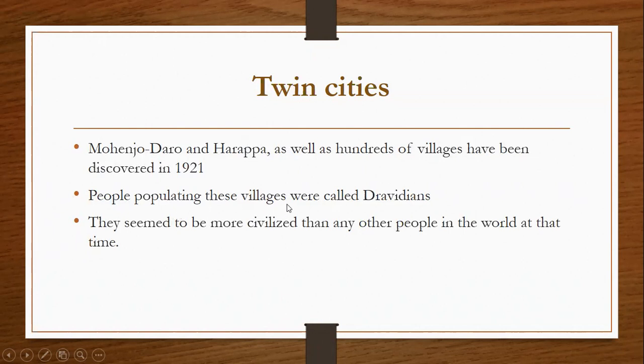People populating these villages were called Dravidians. They seemed to be more civilized than any other people in the world at that time. At the time, there was not only one civilization of Indus Valley, but there were also three more civilizations as well. But this civilization was considered to be more civilized as compared to other civilizations. What was the reason behind this? We will discuss in detail.